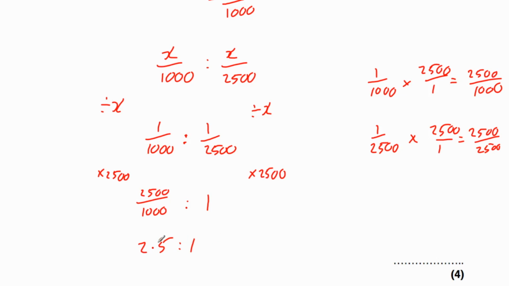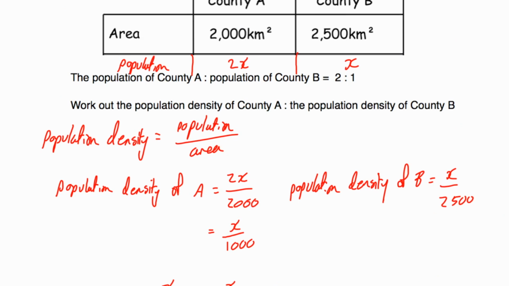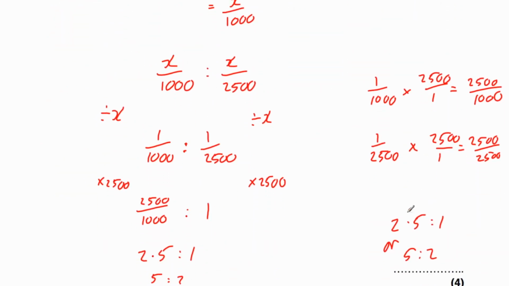The population density ratio is 2.5 to 1. Alternatively, you could double this to get whole numbers, so doubling would be 5 to 2. So I would probably write either one of those two ratios, 2.5 to 1 or 5 to 2. And if we go back up to look at our question, it doesn't actually ask us to give it in a particular form, so I would use either one of those two answers.